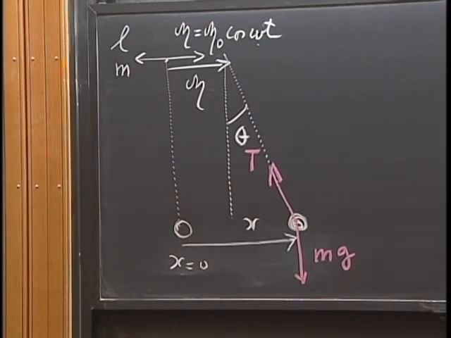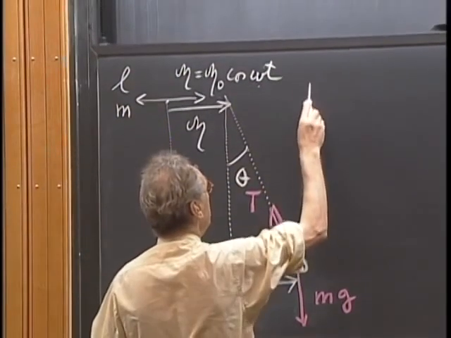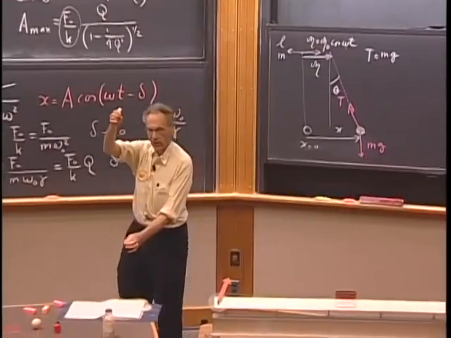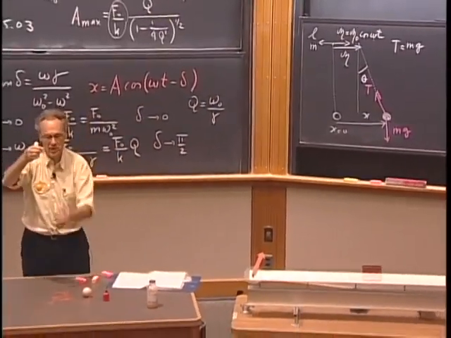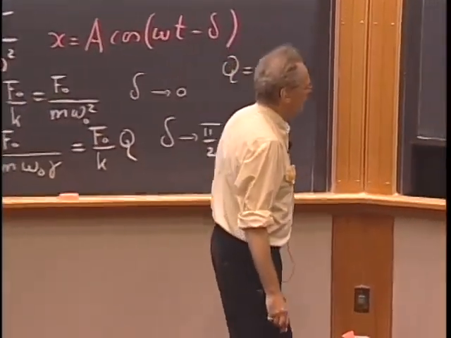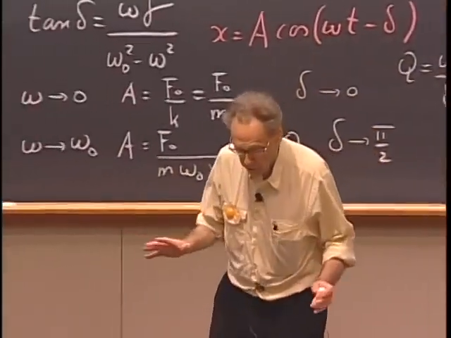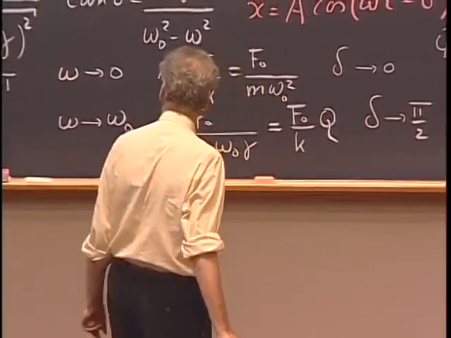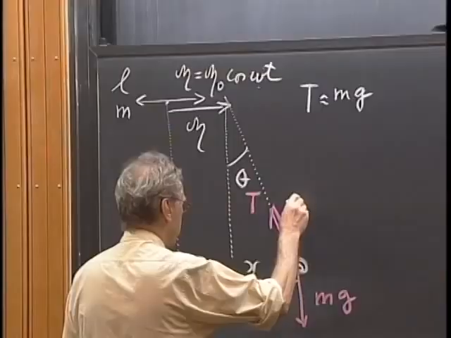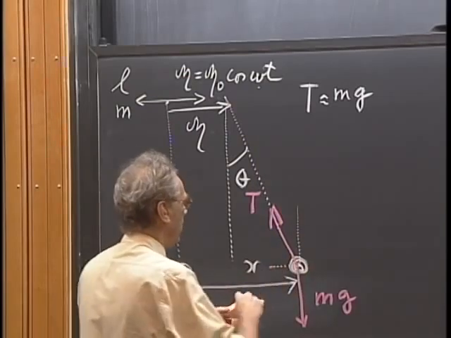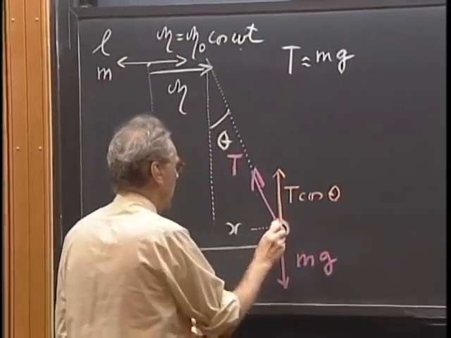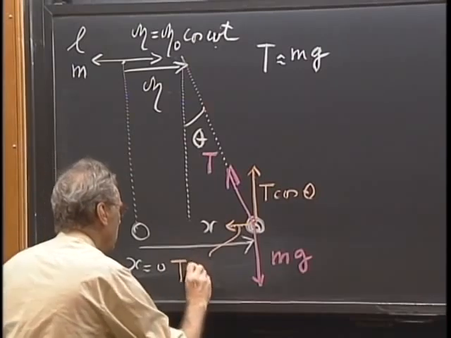For small angles, I want to argue that T is very close to mg. For one thing, if you hold them vertically and you do nothing and there is no motion, it's obvious that T is mg. The two forces have to cancel each other out. That's clear. But I can show you that even if the angles are modest, that that should also be the case. Suppose I decompose T in two directions, vertical direction. So this is T times the cosine of theta. And in horizontal direction, so this is T times the sine of theta.